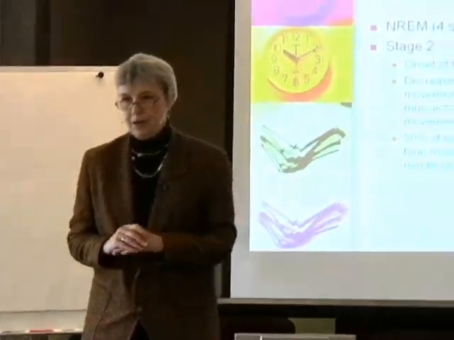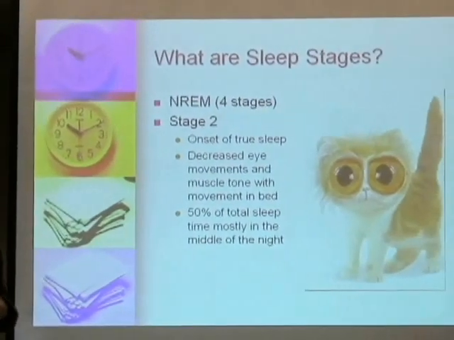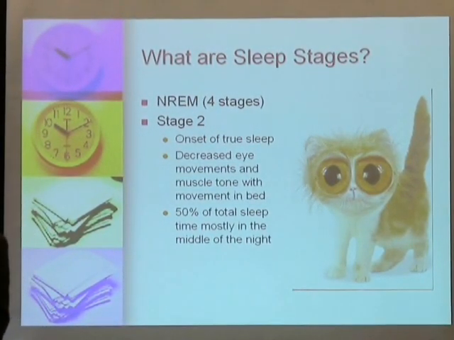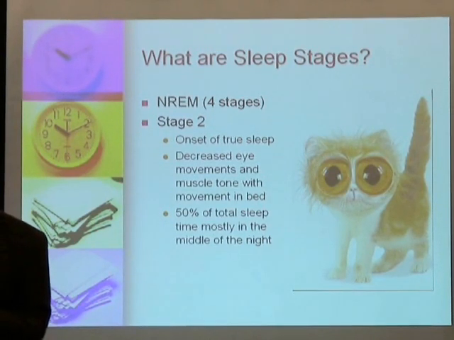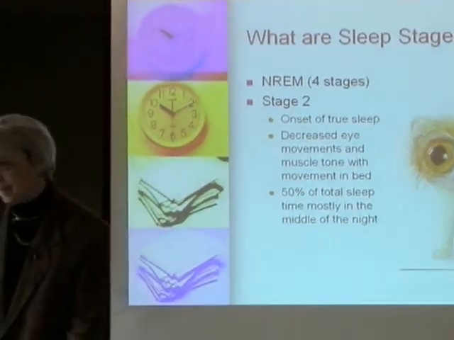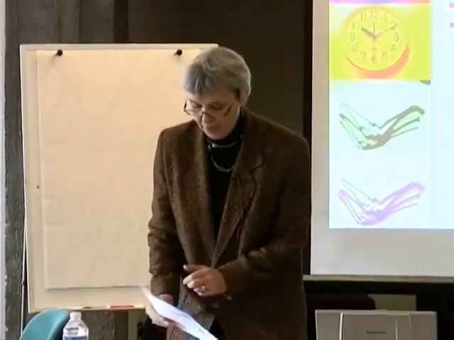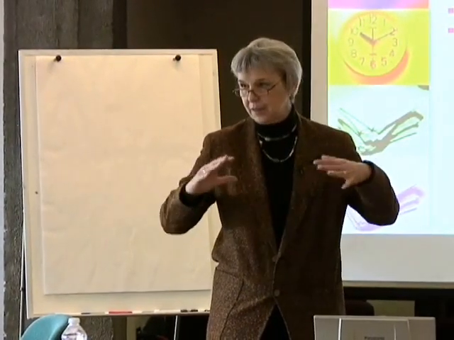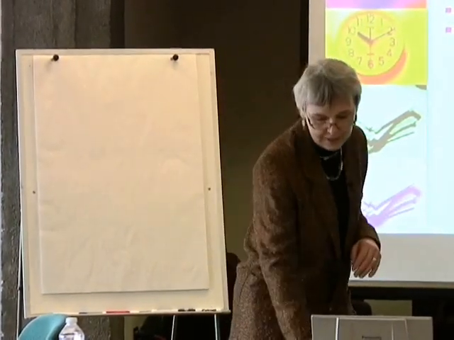Stage 2 sleep is the onset of true sleep, and that's with the decreased eye movements and the muscle tone, but there is still some movement in bed that happens in stage 2 sleep. And that's about 50% of the total sleep, and it's mostly in the middle of the night. So the thing about that is kids do wake up in that stage of non-REM sleep. They're less likely to get into that really deep sleep with this stage.